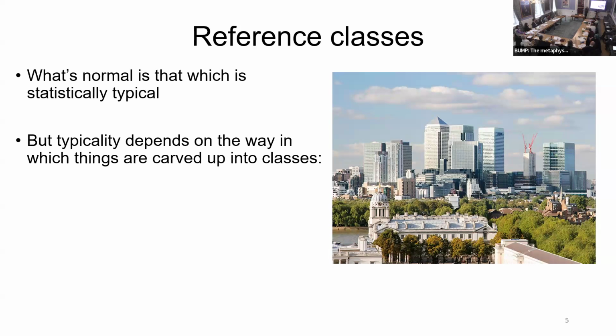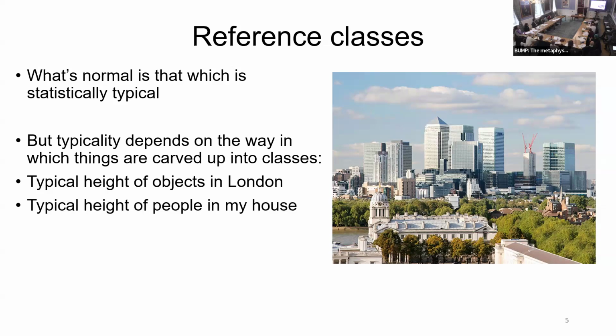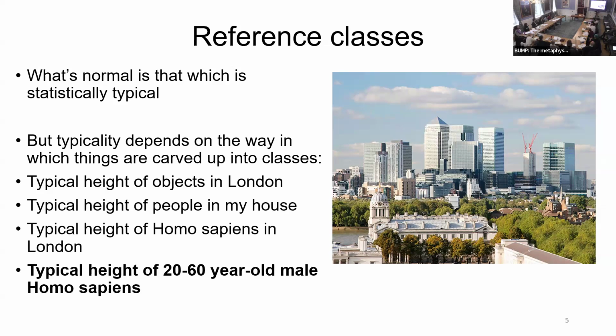statistical typicality is going to depend on the way in which you carve up objects in the world into classes. We could talk about the typical height of objects in London. That's clearly not what Boorse is getting at. That's clearly the wrong reference class, a ridiculous non-starter. We could talk about the typical height of Homo sapiens in my house. That's not what Boorse is getting at either. So this is a precursor to what Boorse thinks are the correct reference classes.